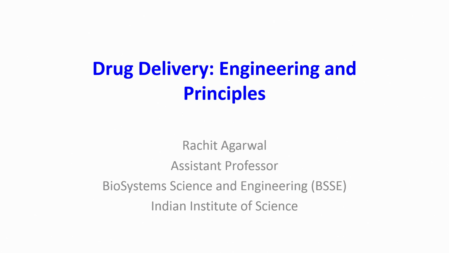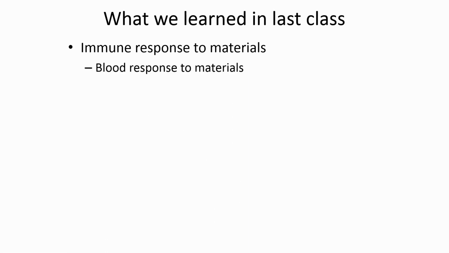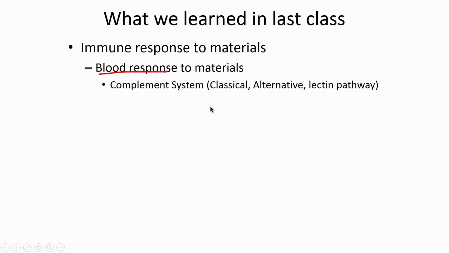So, let us do a quick recap of what we learned in the last class. In the last class, as I just mentioned, we were looking at immune response to materials, and specifically we are looking at blood response. So, we said that there are two ways in which the blood can respond.